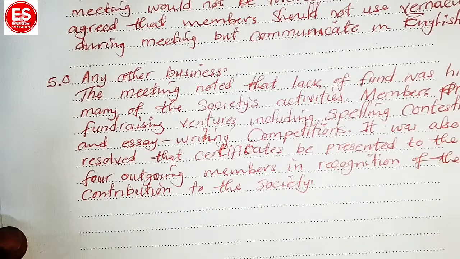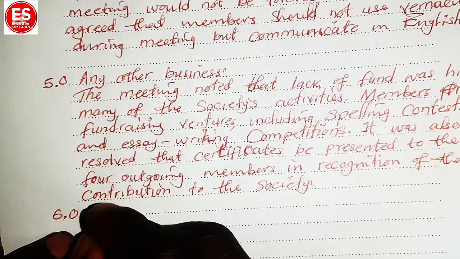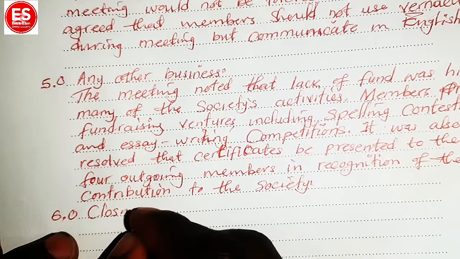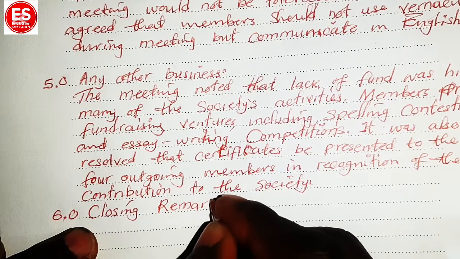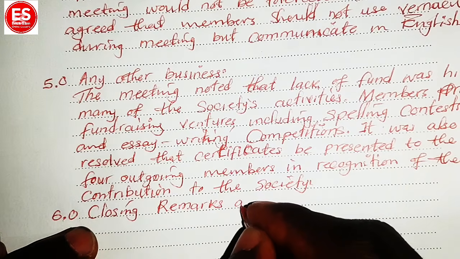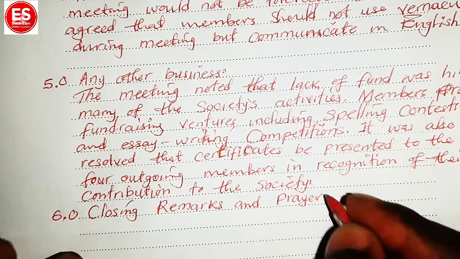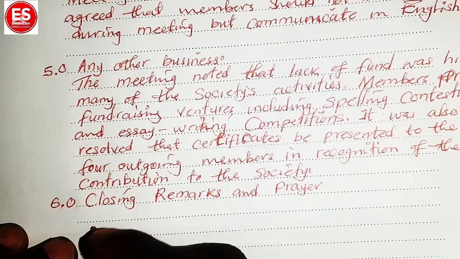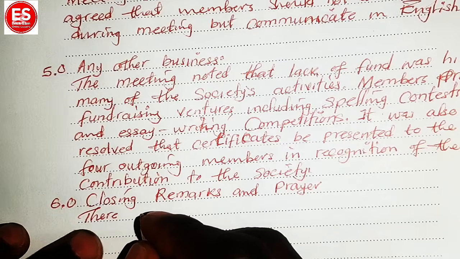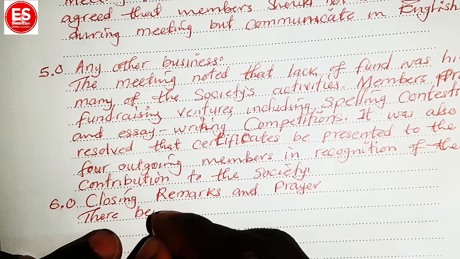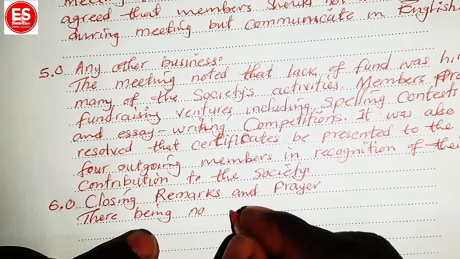Okay. Then the last part, which is 6.0, is closing remarks. Here, closing remarks and the prayer. All right. So under closing remarks and prayer, we also noted some points. There we said there being. So here you just conclude by saying there being no further.